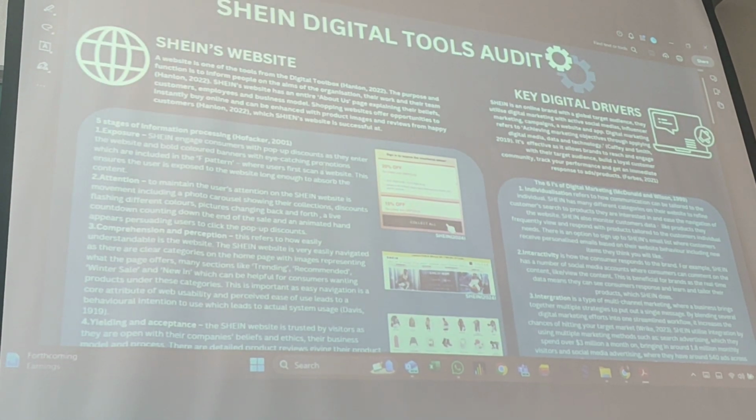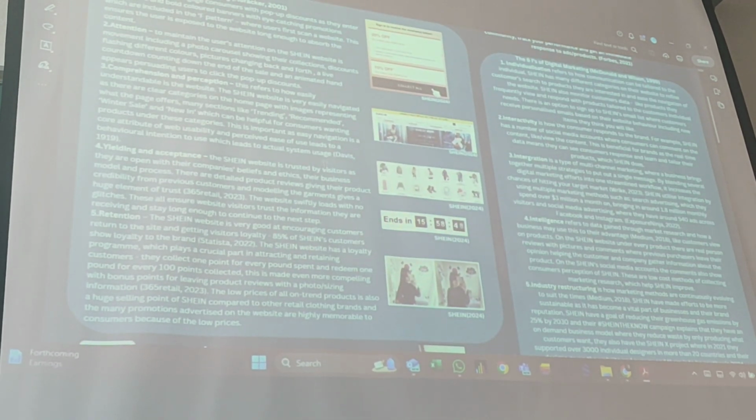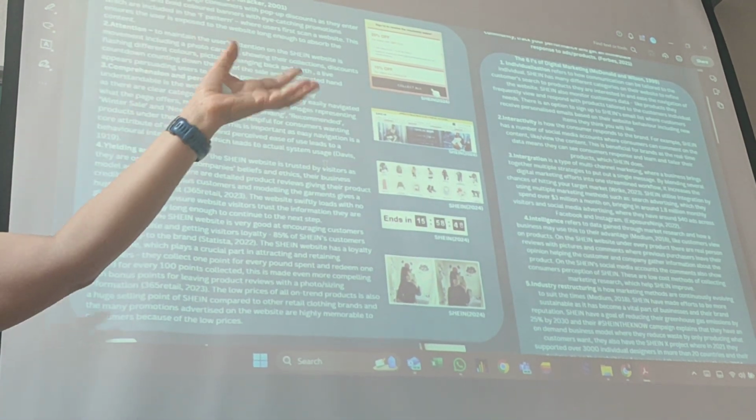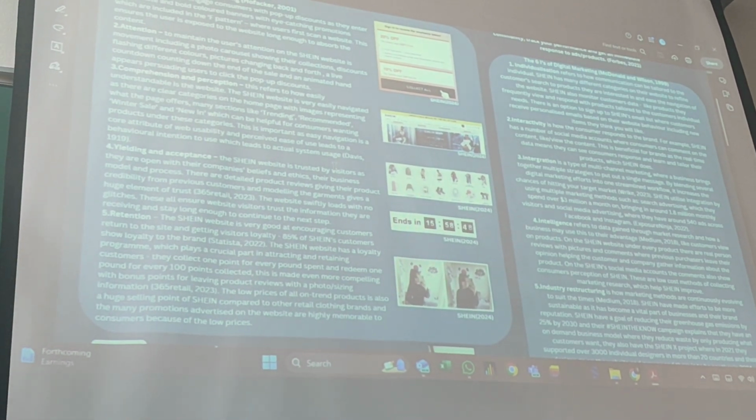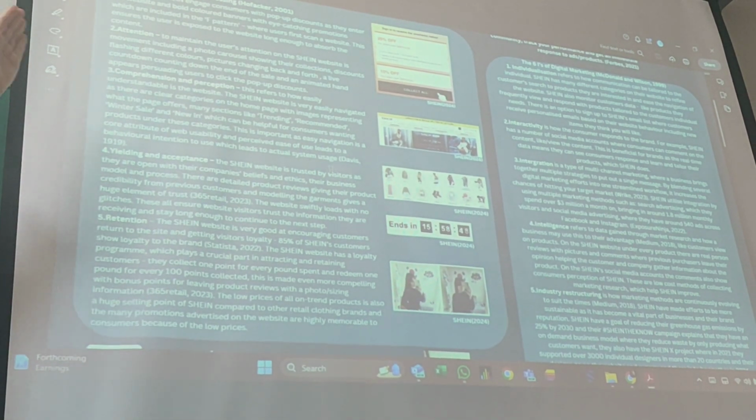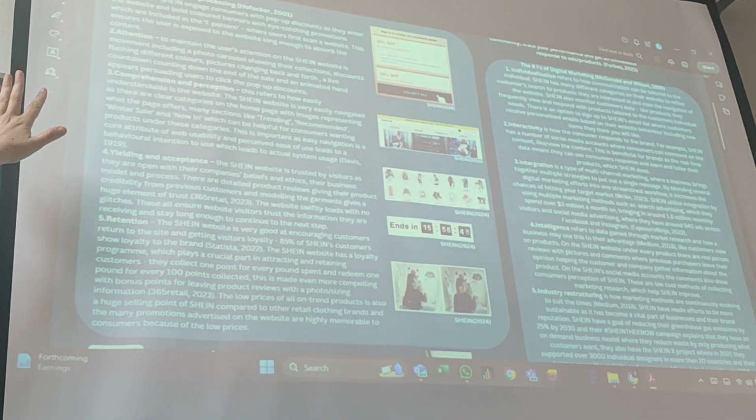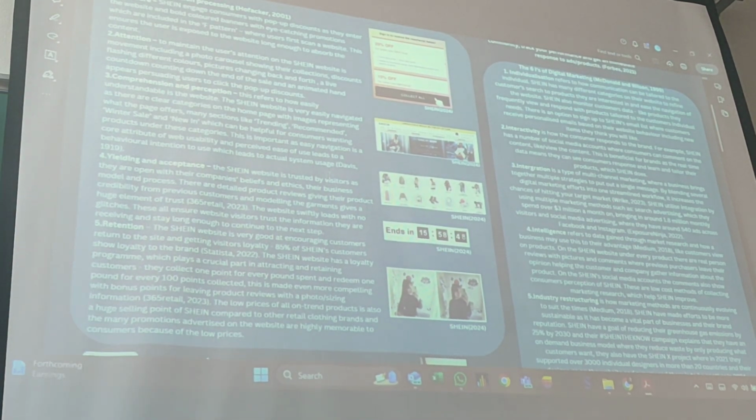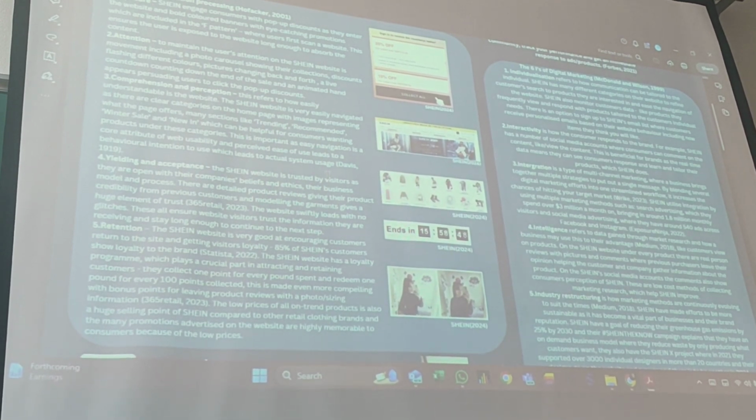So, in analysing Shein's website, they've done the introduction, and then they've also gone through one of the main academic models that we've looked at quite early on this week, which was the 5 stages of information processing by Hoffaker. So they've listed those 5 stages: exposure, attention, comprehension and perception, yielding and acceptance, and retention, and then gone into detail about how Shein's website does on each of those 5 stages.